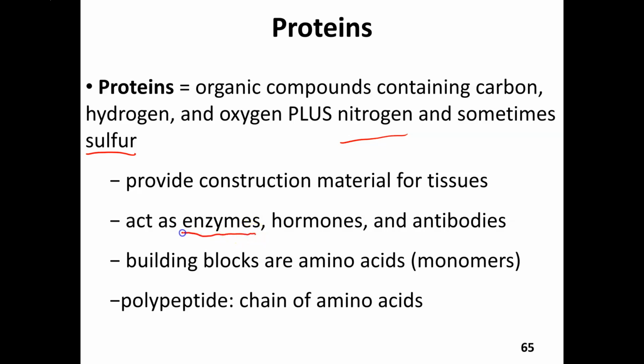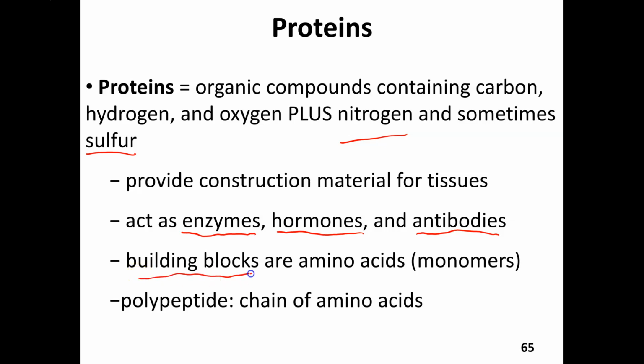Proteins can be enzymes. Enzymes are structures that increase reaction rates. Proteins can be hormones, which tell cells what to do. Proteins can be antibodies, which protect. Proteins can build up structures, so they can be structural. And so I give the example of hair and skin. So proteins have a lot of different jobs.